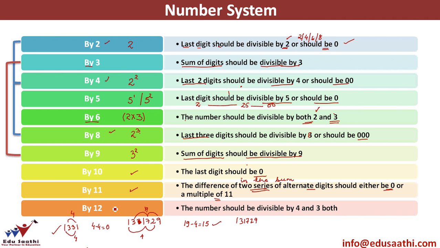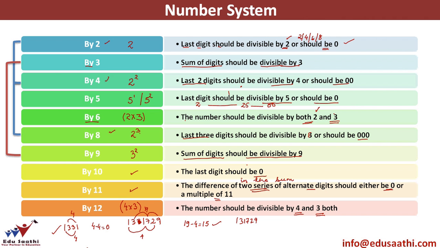Let's look at the case of 12. 12 again is not a prime number, so we'll break it into two factors such that the two factors are coprime to each other. Since 4 and 3 are coprime to each other, I would check the divisibility with 4 and with 3. So the number has to be divisible by 4 and by 3 for it to be divisible by 12.